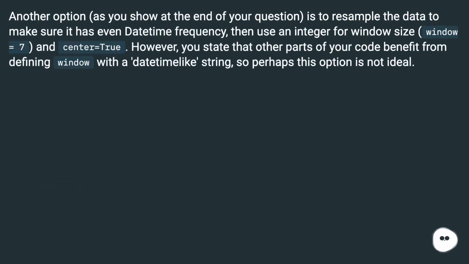Another option, as you show at the end of your question, is to resample the data to make sure it has even datetime frequency, then use an integer for window size, window equals 7, and center equals true. However, you state that other parts of your code benefit from defining the window with a datetime-like string, so perhaps this option is not ideal.